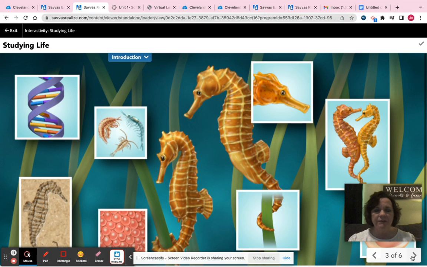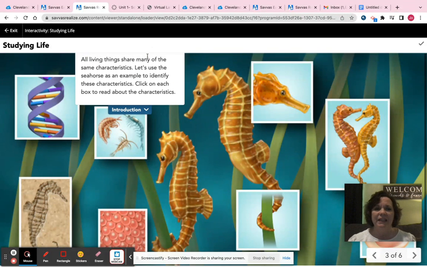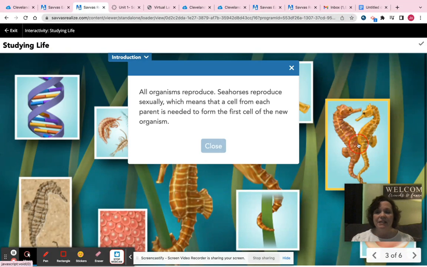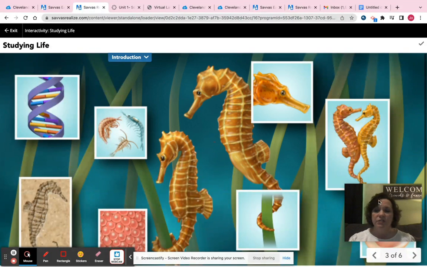And then this is one of my favorite ones. This is just going through the characteristics of life. Again, your introduction here, it will go through your instructions, but it wants you to click on each box to read about characteristics. So once you click on the box, it will go through and talk about each one of those. This organism maintains homeostasis by maintaining levels of food, water, and oxygen. These seahorses, they are mating, so all living things reproduce, so on and so forth.